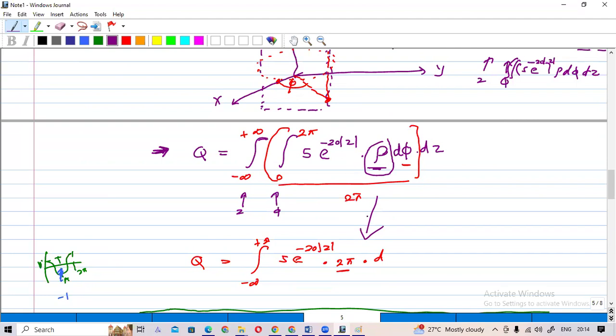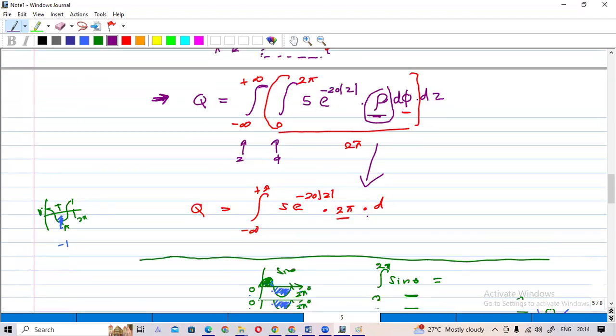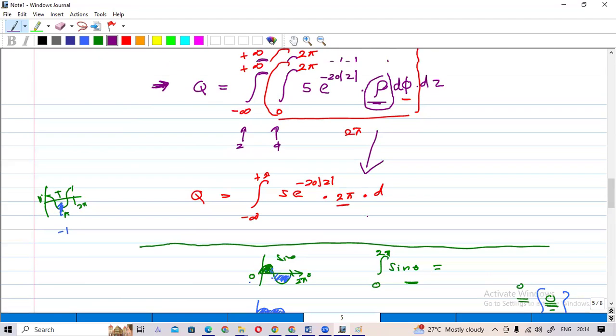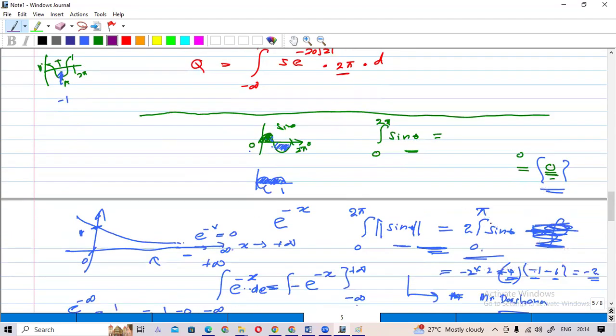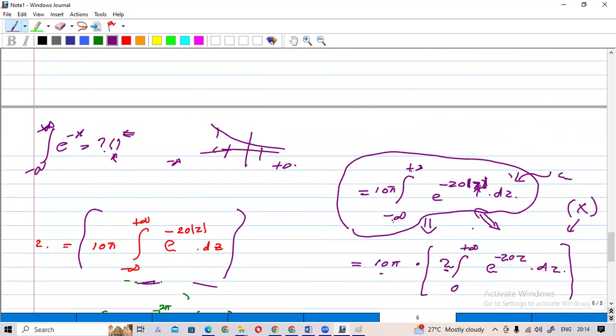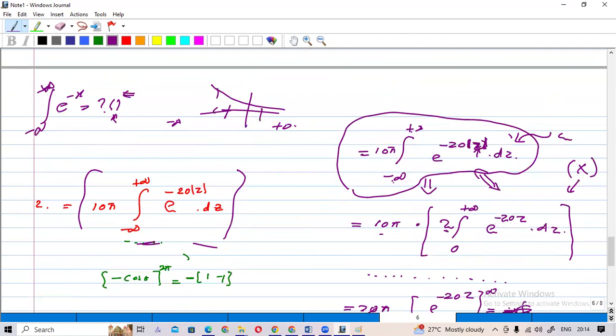So this rho should be there. It is a constant, no? So all the time rho is there. So when we are doing this, rho is there on this. Rho is there. Okay.